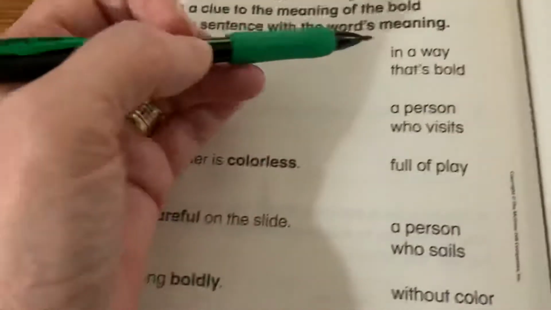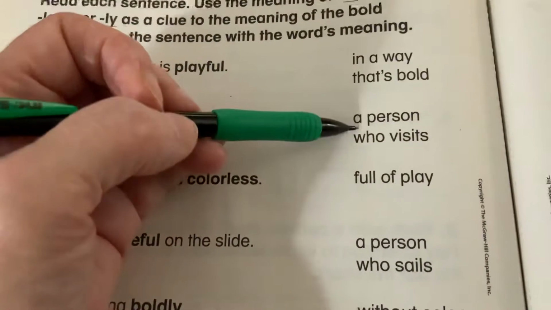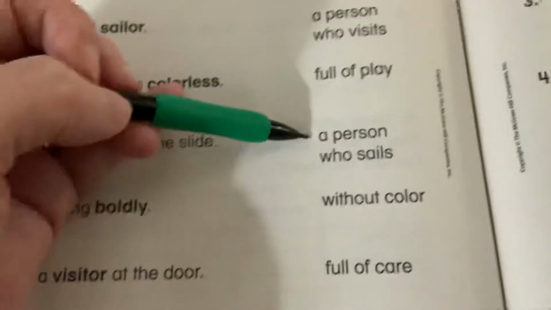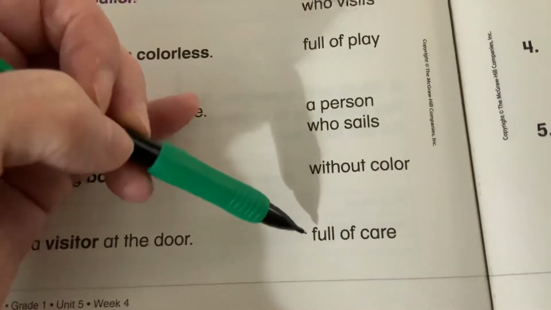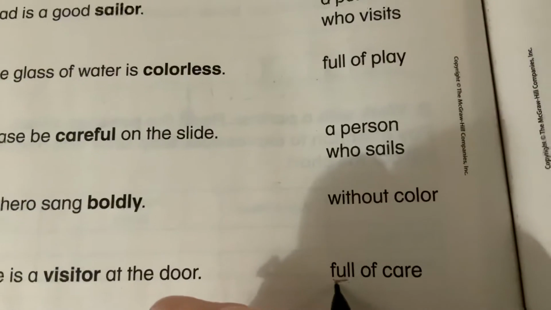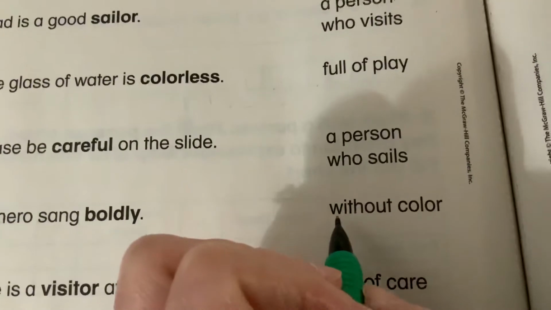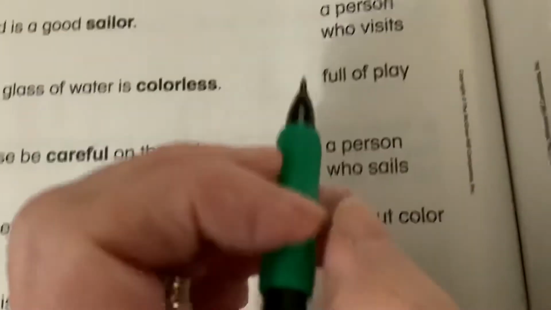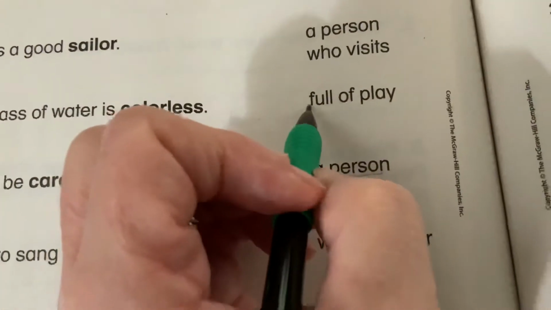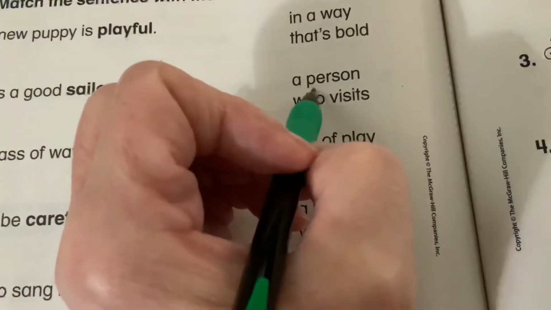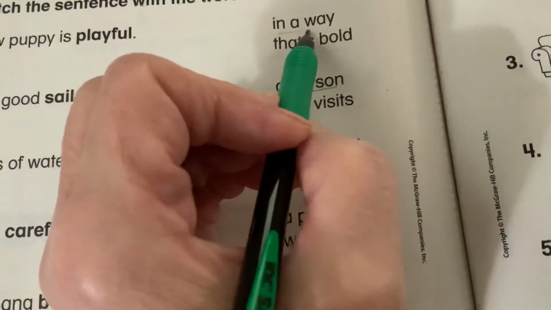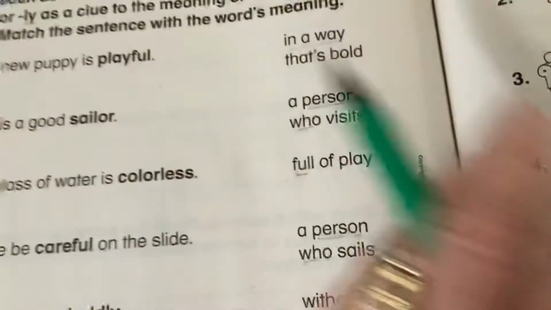Now over here we have: in a way that is bold, a person who visits, full of play, a person who sells, without color, and full of care. Well, let's look at these clues. Full, we know that was part of a clue. Without is part of the clue. A person who is part of the clue. Full is part of the clue. A person who is part of the clue. And in a way that is bold.